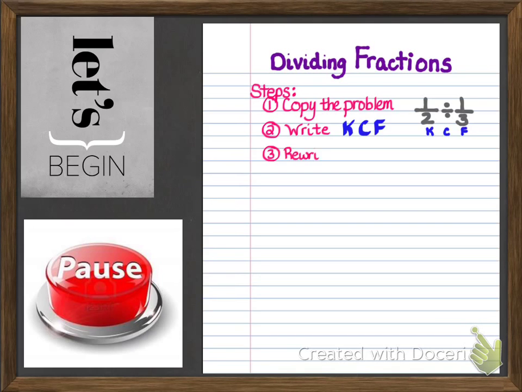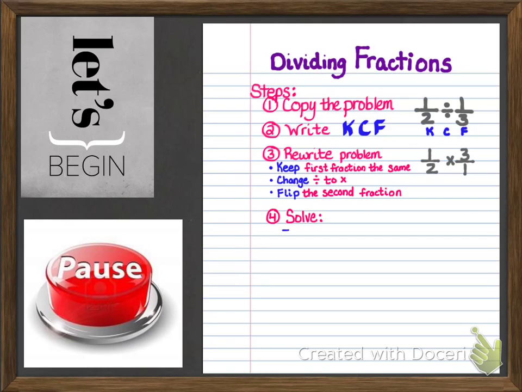Step 3, you're going to rewrite the problem. Remember, we're going to keep the first fraction exactly the way that we see it. We're going to change the division sign to a multiplication sign, and then we're going to flip the second fraction. Now remember, you're going to have to pause your video to get this all in before I keep talking again. So I'm going to go ahead and do that. I keep the first one, I change my division sign to multiplication, and I wrote my second fraction as its reciprocal.